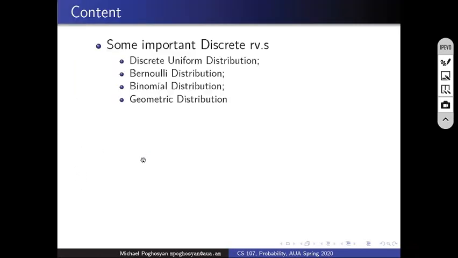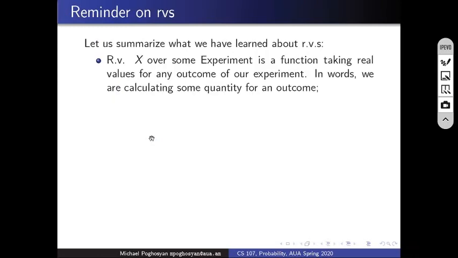So today we're gonna continue our talk about random variables and talk about some important discrete random variables. We're gonna talk about discrete uniform distribution, Bernoulli, binomial, geometric distributions. But first, let's give some reminder on random variables. Let's summarize what we have learned up to this point.